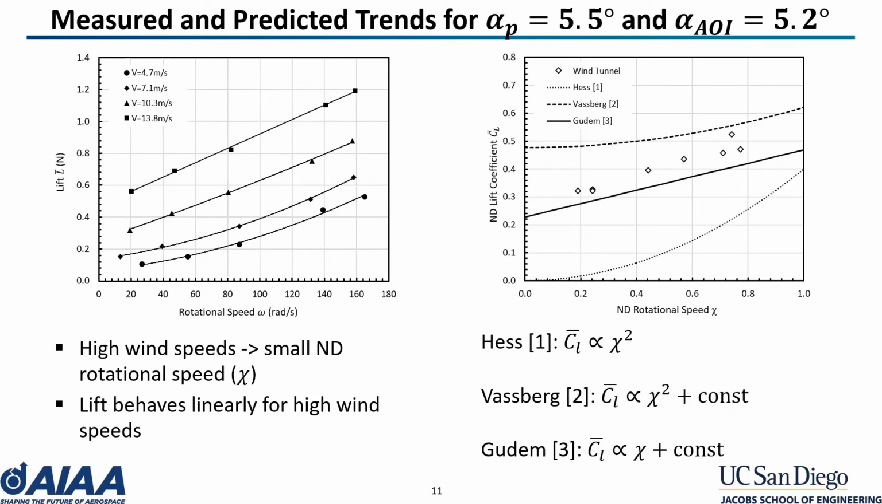For high chi, there is some deviation in measurements towards Vastberg's trend. For small chi, however, Vastberg overpredicts the y-intercept. Hess underpredicts the y-intercept, and the quadratic trend does not provide a good fit for the measurements.